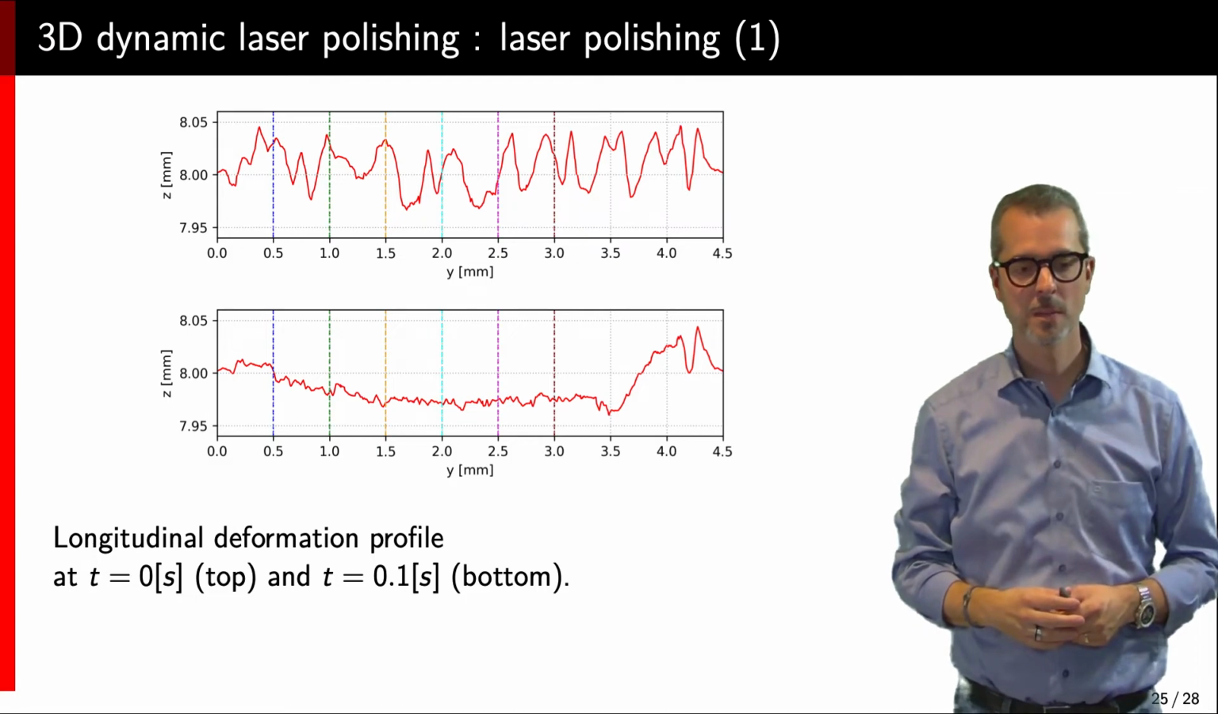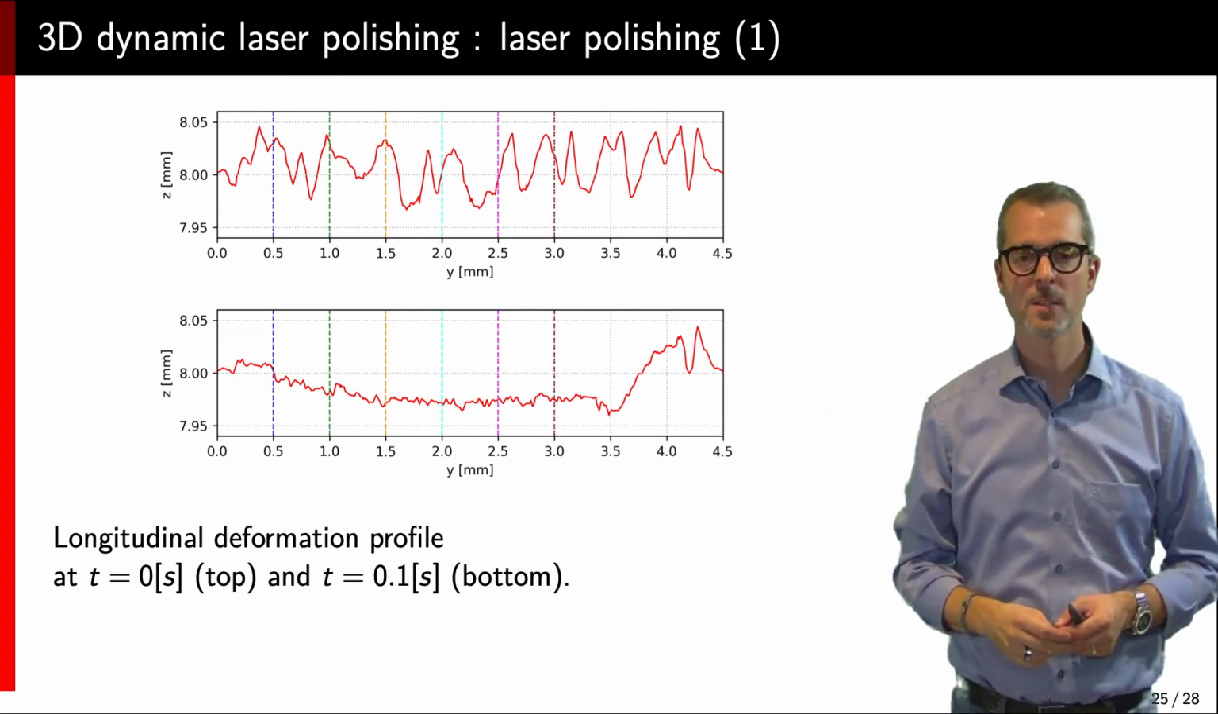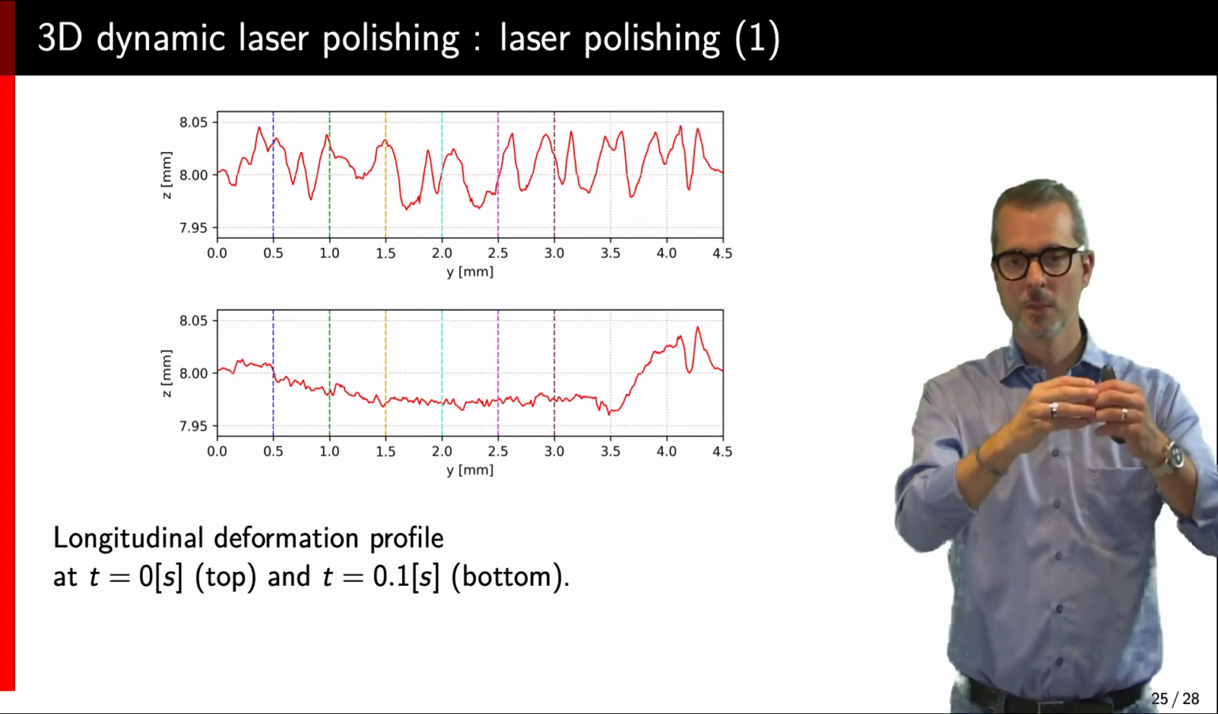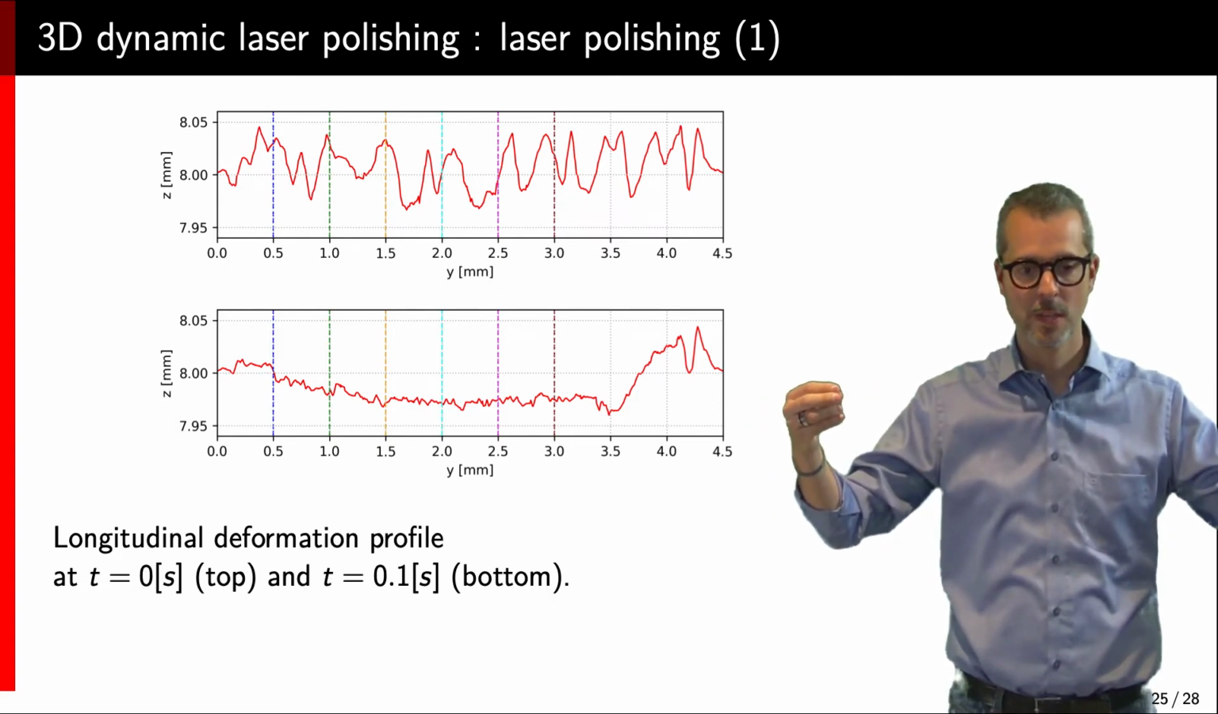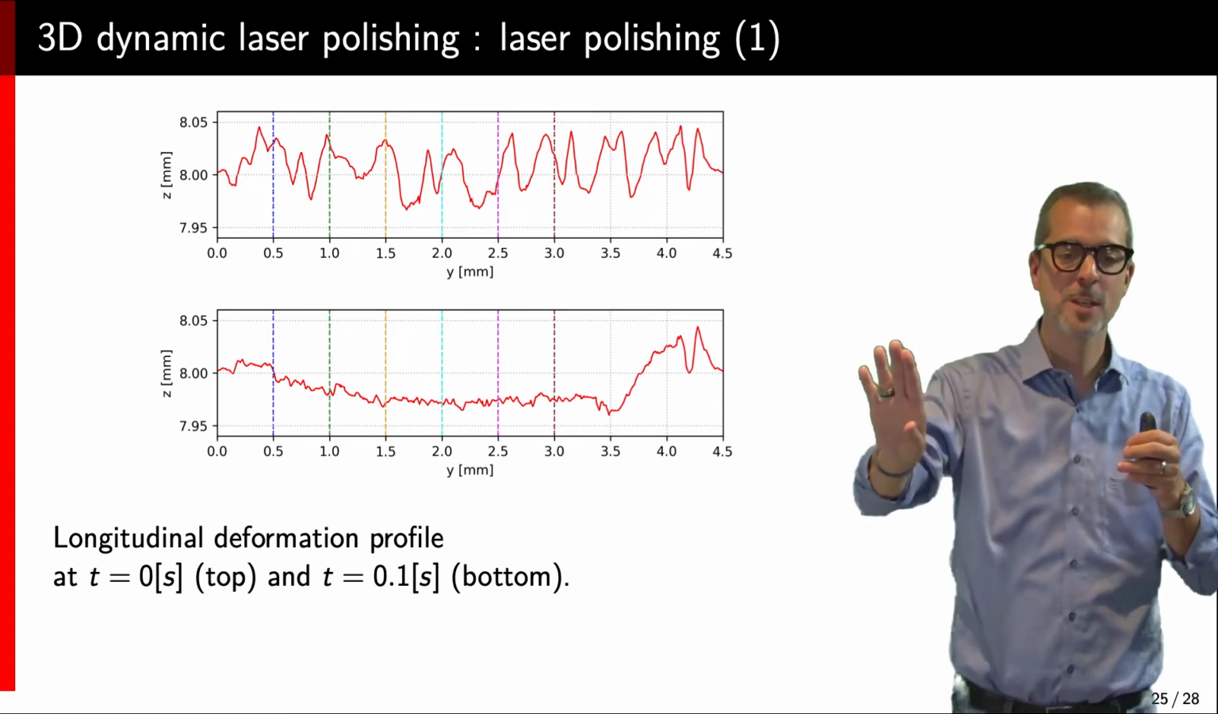First, longitudinal. What can you see here? At the top, you have the initial roughness of the surface, and at the bottom, what happens after. You have something that is much smoother, much less rough, and you can also see that the laser is pushing the material in front.